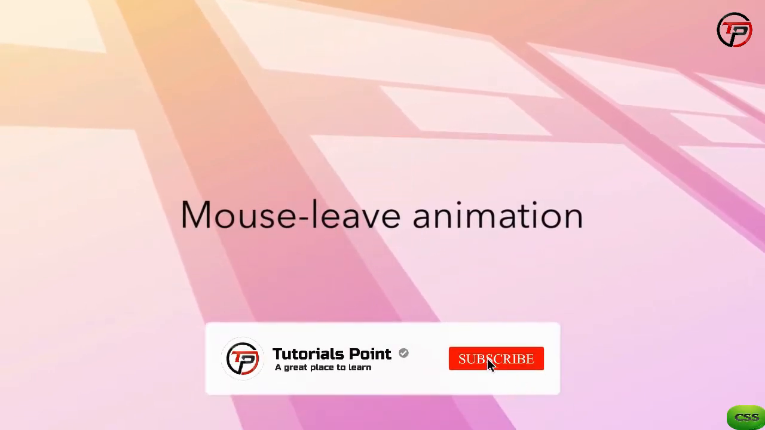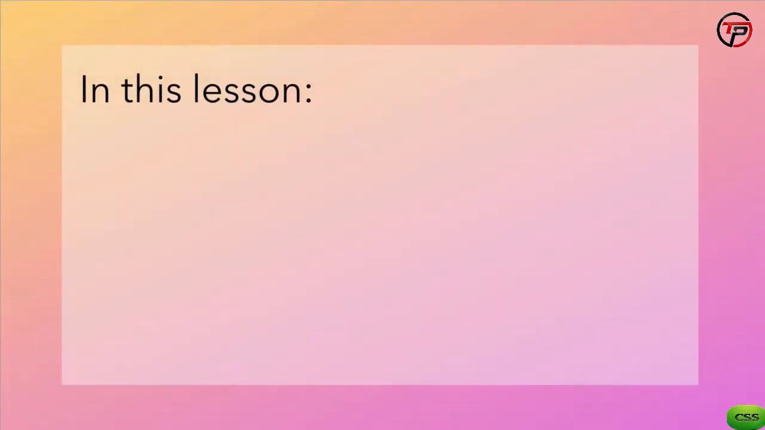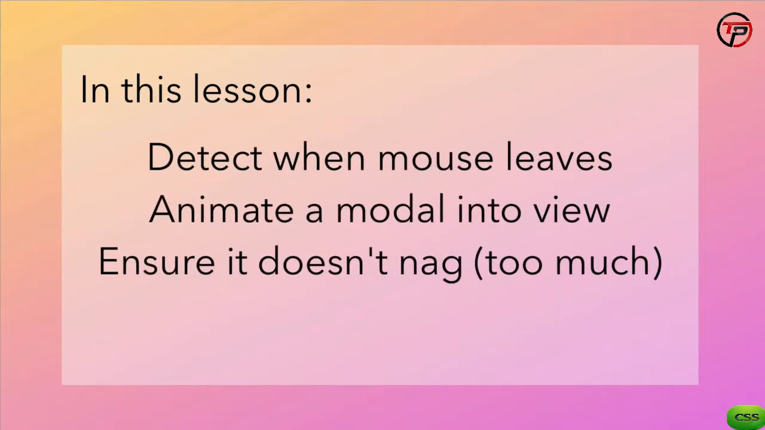Mouse leave animation. While we're looking into ways scrolling can be used to trigger animations, I thought it would be interesting to listen for another event, when the mouse leaves the browser viewport. In this lesson, we'll use JavaScript to detect when a visitor is about to leave our page and has moved their mouse out of the viewport. We'll respond by showing a modal and use animation to make it really stand out.